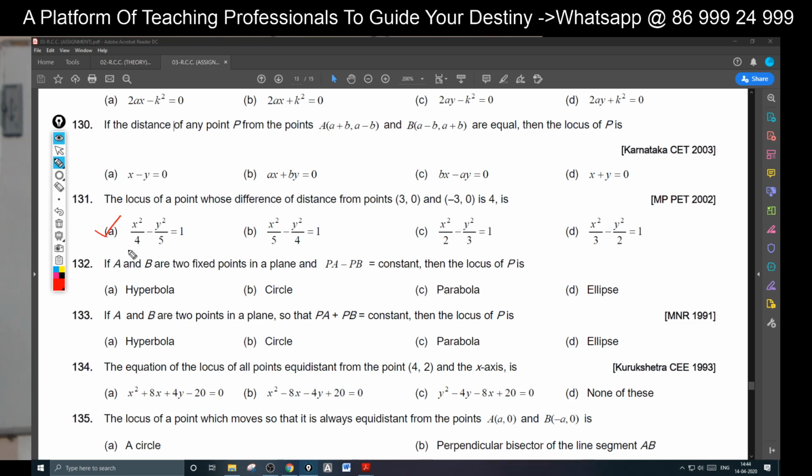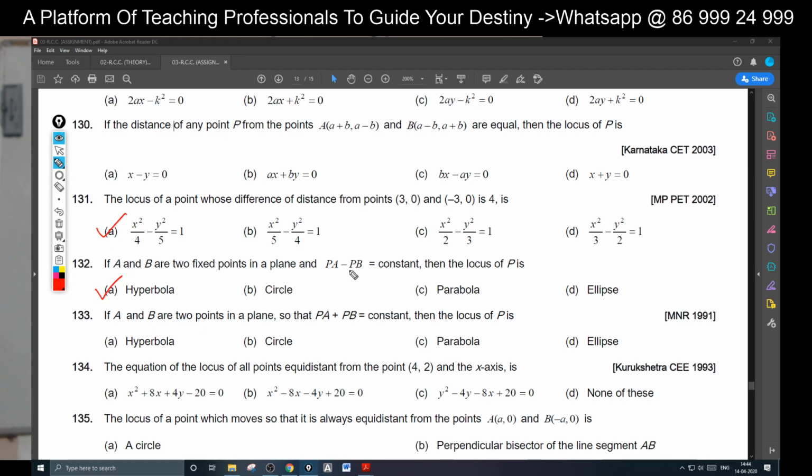Okay. Now, going to the next question. A and B are two fixed points in a plane. PA minus PB is equal to constant. The locus of P is. You need not think about this. It is straight away the hyperbola. Just now I explained it. This is also a hyperbola. We did it now.